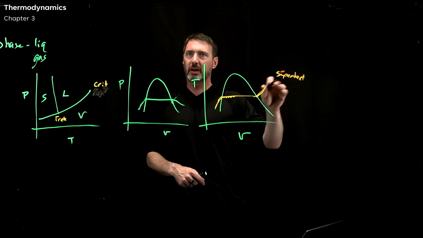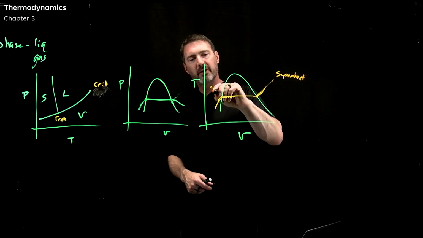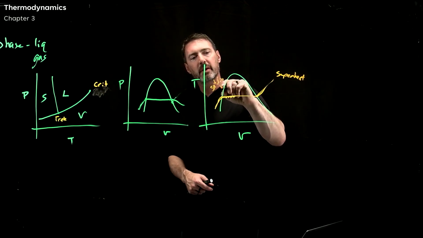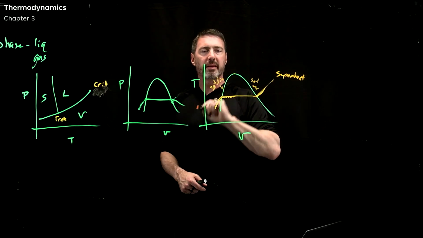So your cycle is going to kind of come off of the superheat. And then this line here is called your saturated liquid line, and this is your saturated vapor line. And again, there's your critical point.